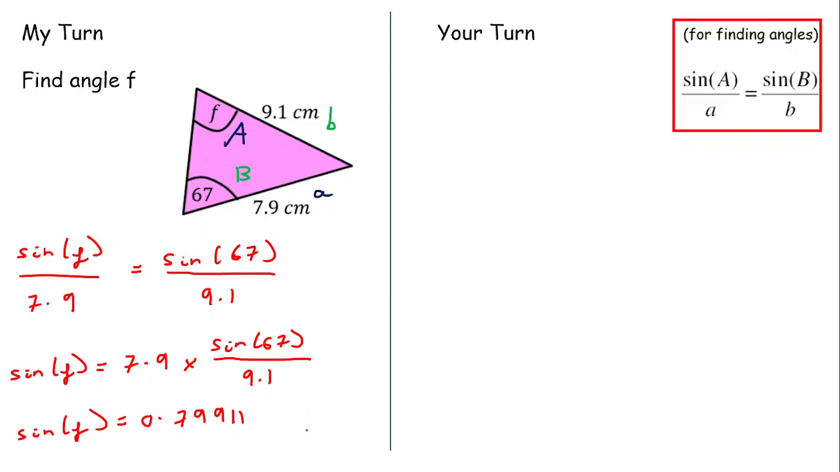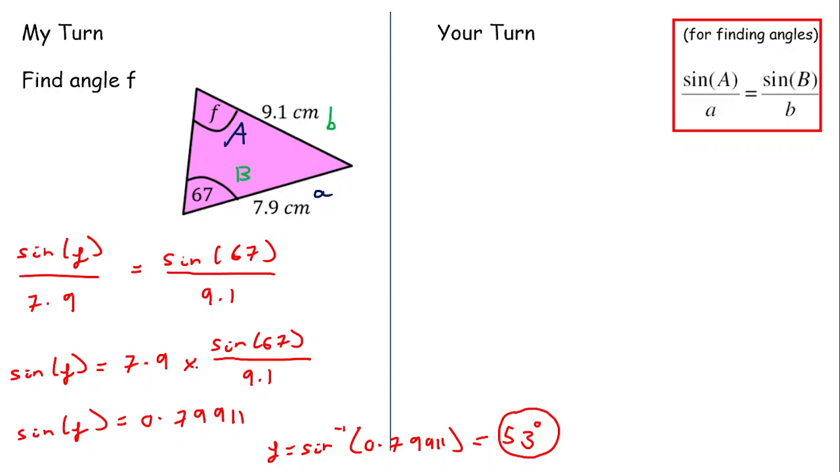So we're going to be getting, let's write it down here, F is going to be equal to sine inverse of this, which is 0.79911. Put that into your calculator, and you will get roughly 53 degrees. Okay, so that is your angle F. This angle F here is 53 degrees.